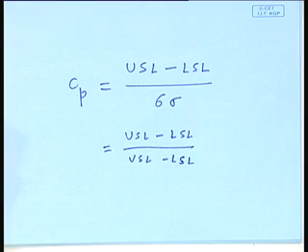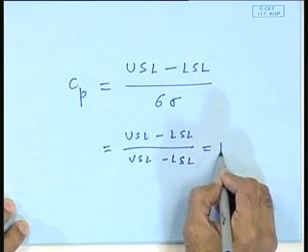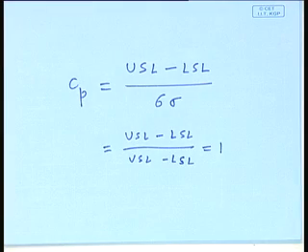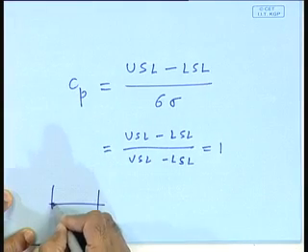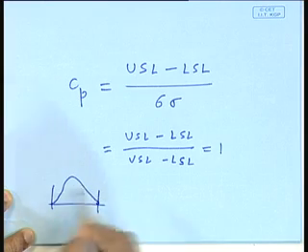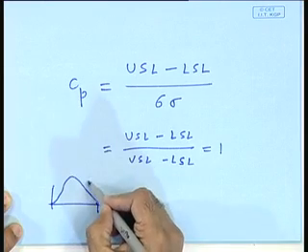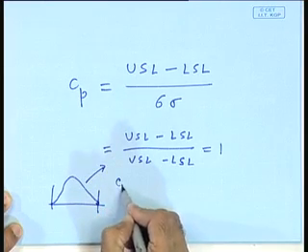And this turns out to be a very neat formula. This gives me a CP equal to 1. Now this is the process for the tolerance and the distribution of the process, they match exactly. This process has a CP equal to 1.